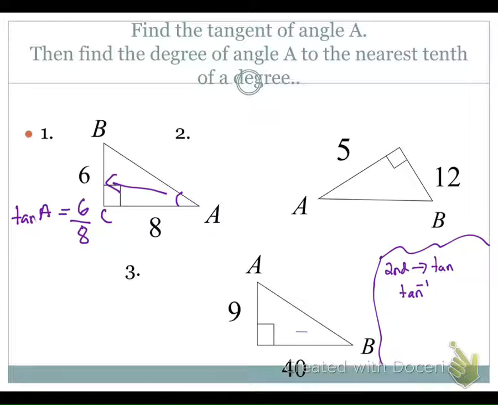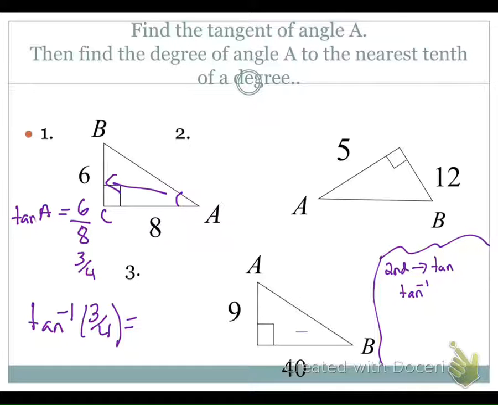So if you're using a calculator, you hit second tangent. Your tangent now has that -1 exponent. It's the TAN button. And then you're going to put in the fraction that you have. Our fraction we have here is 6 over 8, which can be reduced to 3 over 4. And then you'll end up with on your screen tan inverse of 3 over 4.